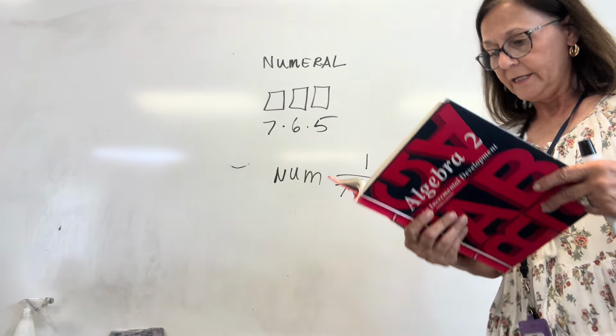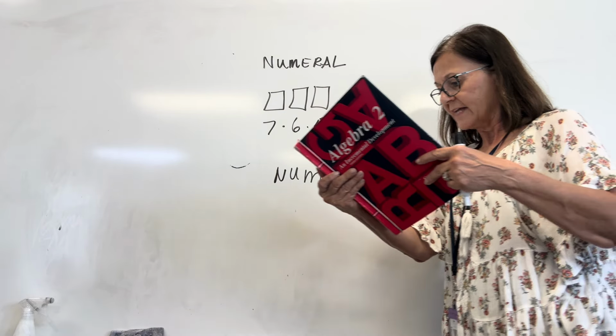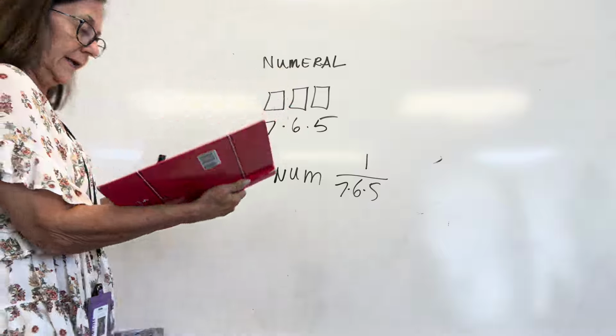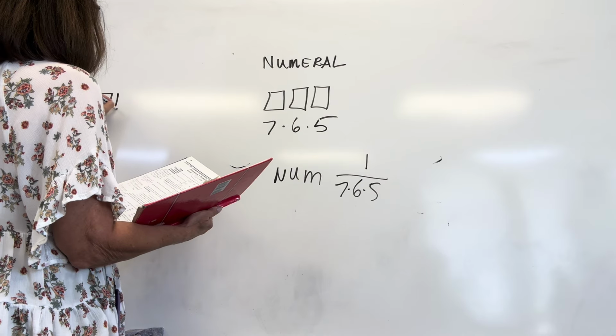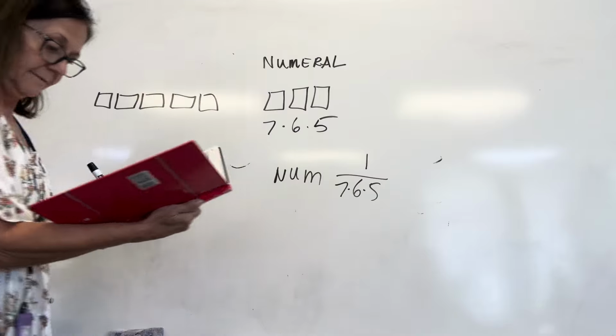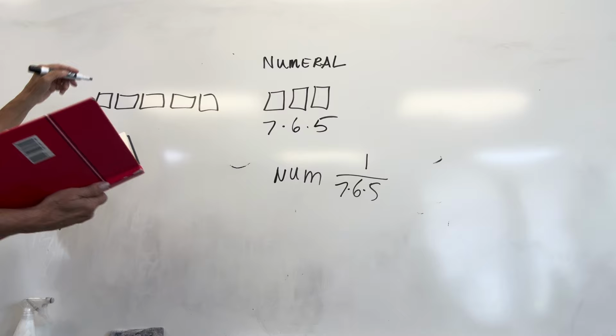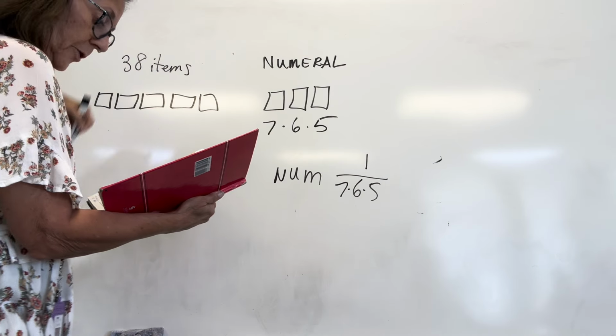All right, look at example 5. Jamie has 5 places to put in her display. I just like to draw my 5 places. All right, so I have 38 items to put here.